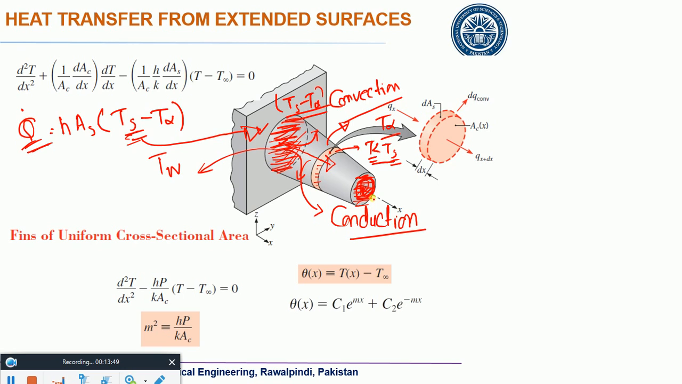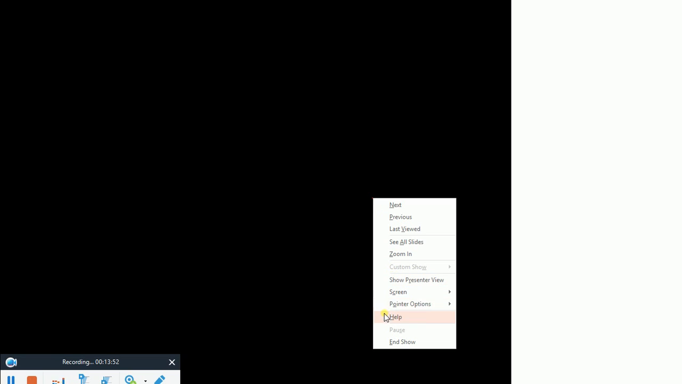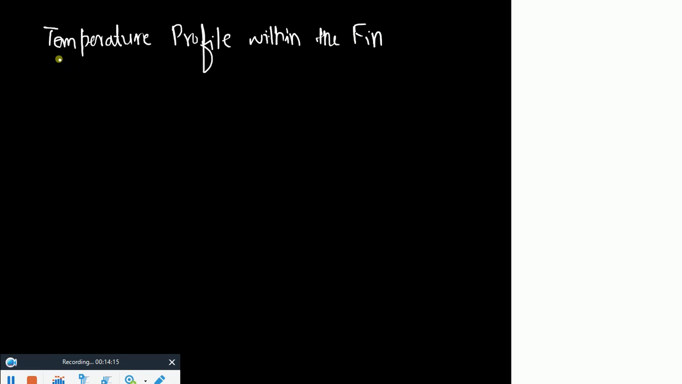Okay, so the problem is, we need to find out temperature profile within the fin. This is the question. You see how a physical situation has been converted into a mathematical situation. Do you understand that? So this is what you call mathematical modeling. That you see the physical system, and then based upon some observations, you can try to at least convert it into a mathematical problem. Okay, now so temperature profile within the fin, we need to find out.